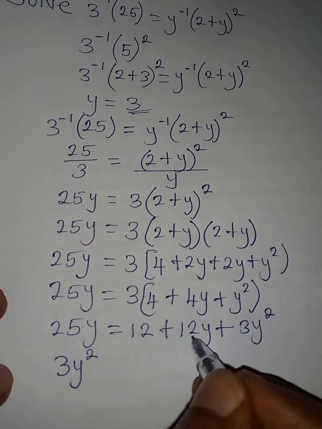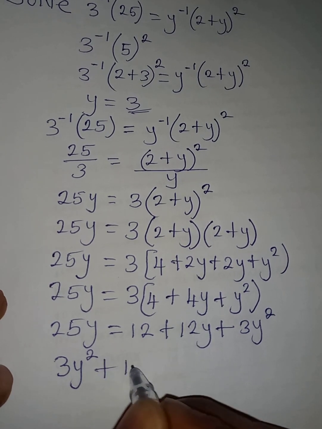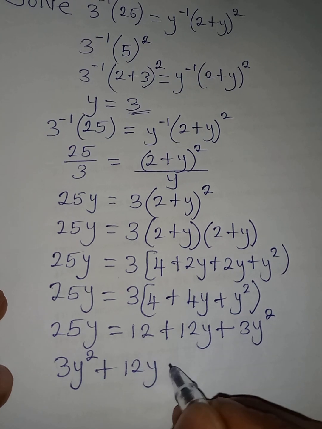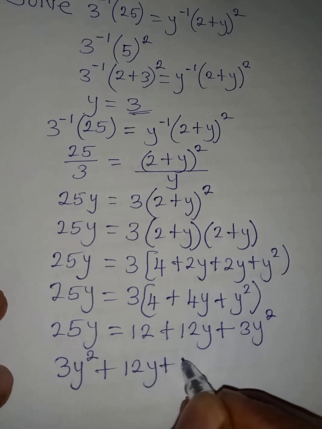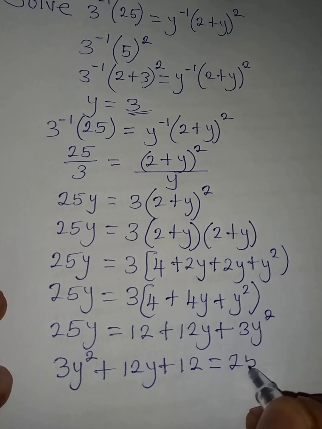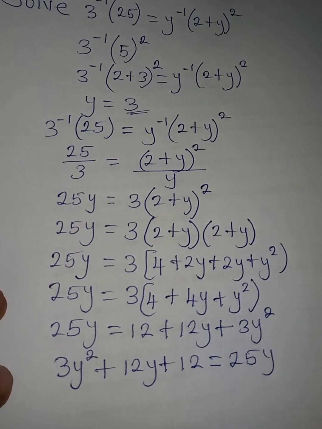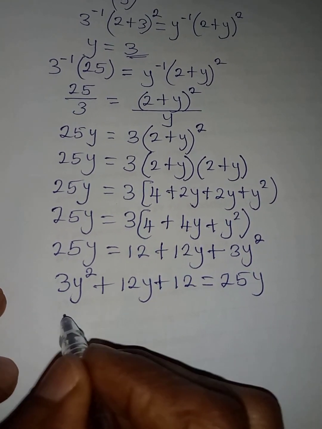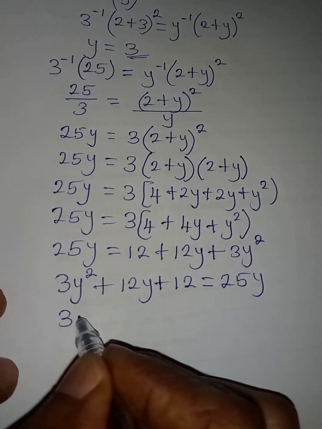Then I want to write 12 first, that will be plus 12y. Then I want to write this. I will have plus 12, then this will be equal to 25y. I've not done anything. What I did is to just rearrange it. Now from here, I want to take another step.